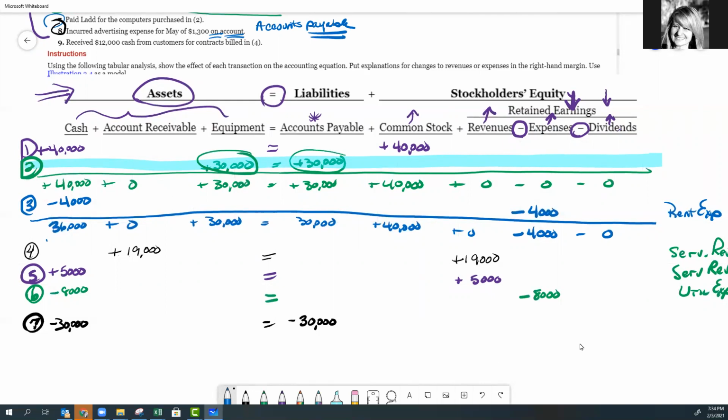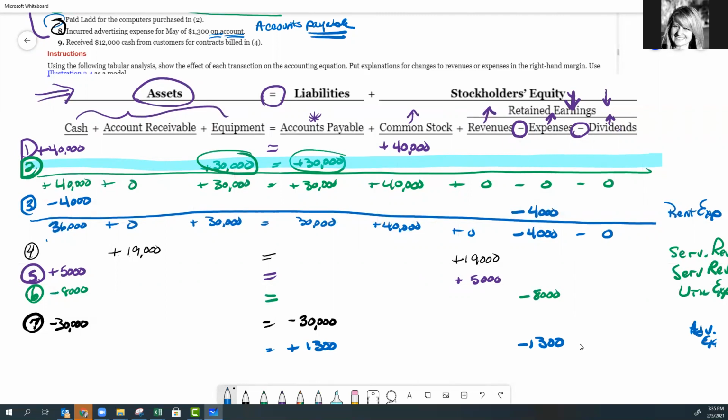Hopefully you read about that in your book, or we talked about it in class if you're in a face-to-face class. Okay, so we incurred advertising expense for the month of May of $1,300 on account. So we have a liability that increases by $1,300. We now owe money that we didn't owe before. And we also have advertising expense. And so advertising expense, when it goes up, it makes owner's equity go down. So this is our advertising expense.